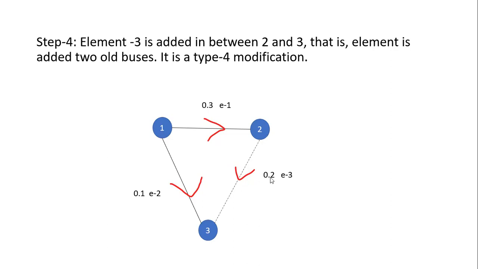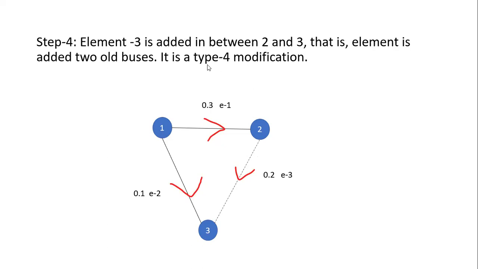This is element 3, and it is added between the 2 and 3 nodes, where node 2 is an old bus and node 3 is also an old bus. If the element is added between two old buses, then it is considered a type 4 modification.